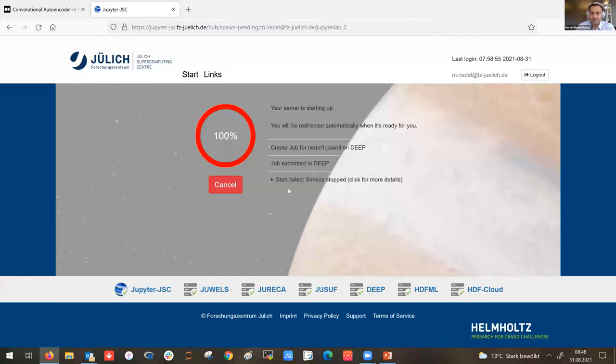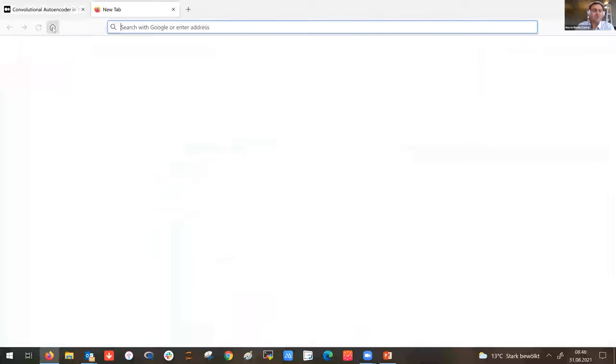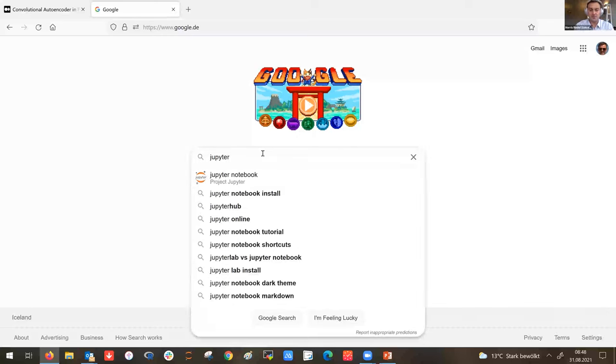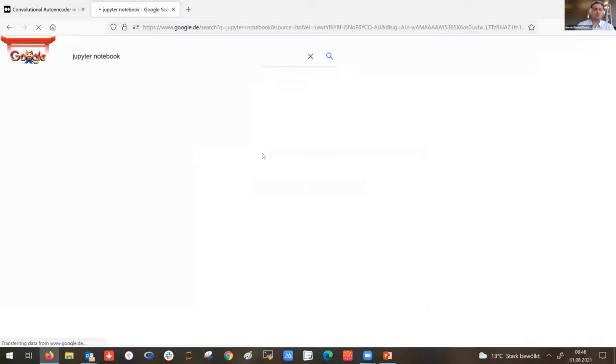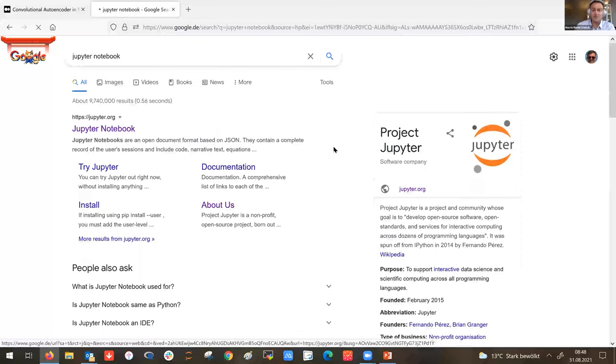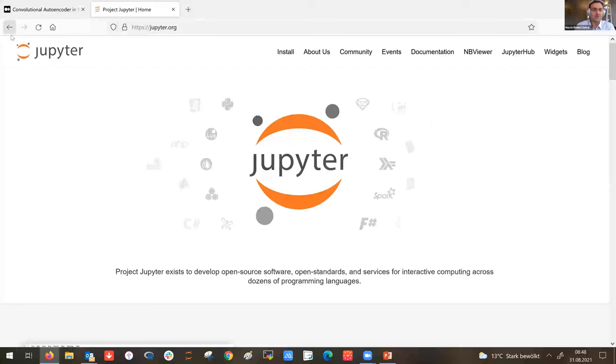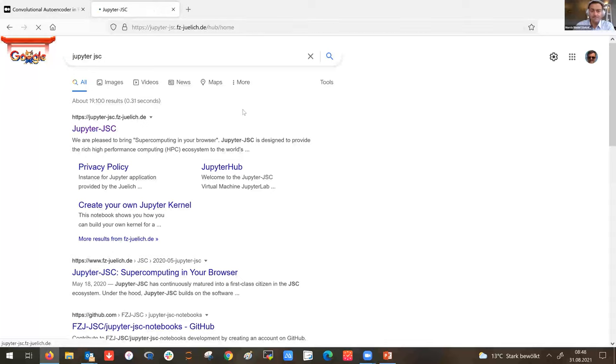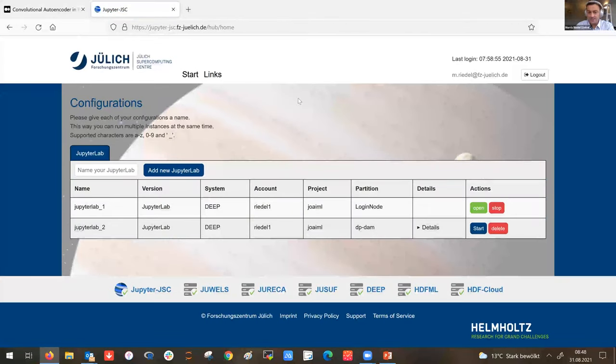There's a possibility. For some reason, the system was not starting here. Okay, so let's see. Sometimes maybe the systems are not really working, but we can make a trick and maybe use the CPU. I was trying to get a GPU. Maybe many people are using all the GPUs right now. Oops, sorry, Jupyter JSC. So then we can do something else.